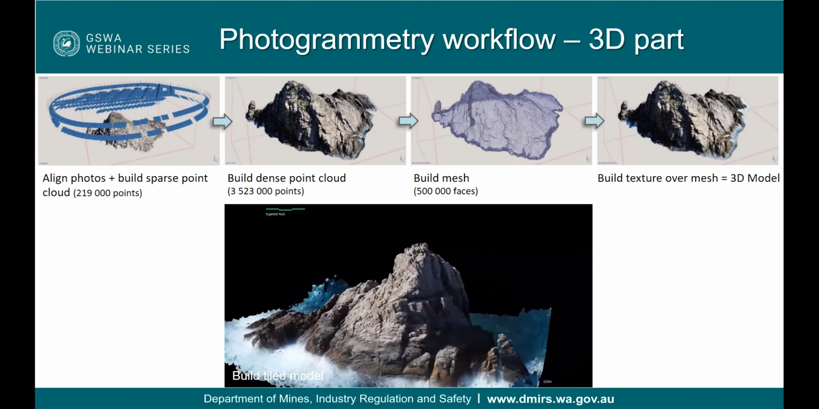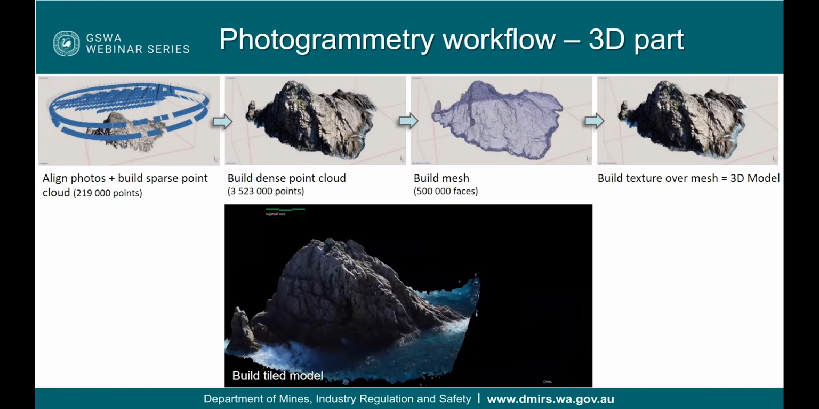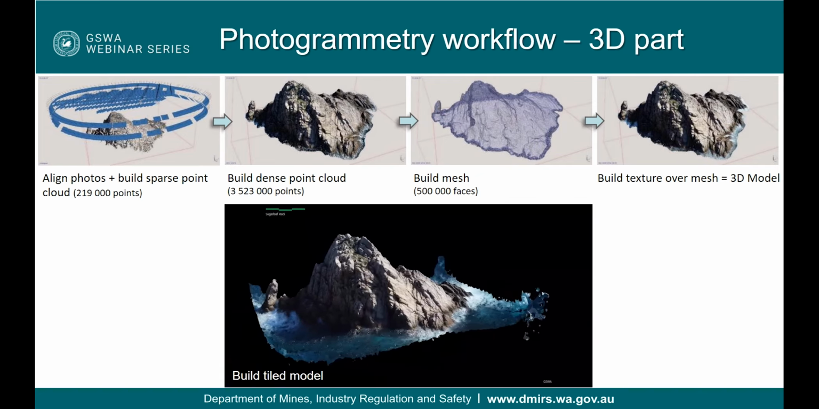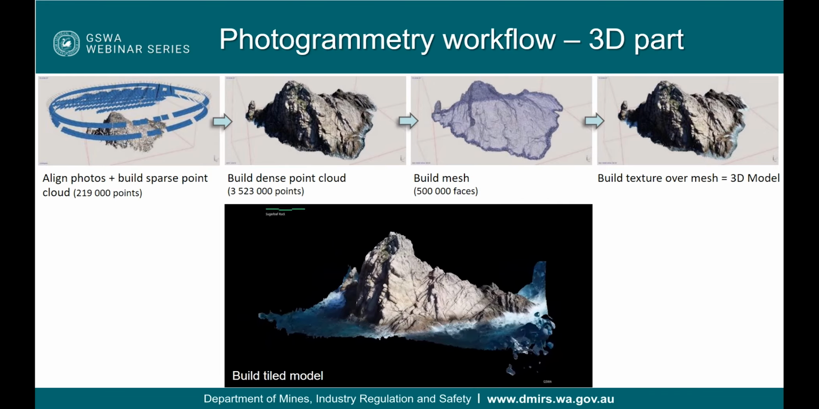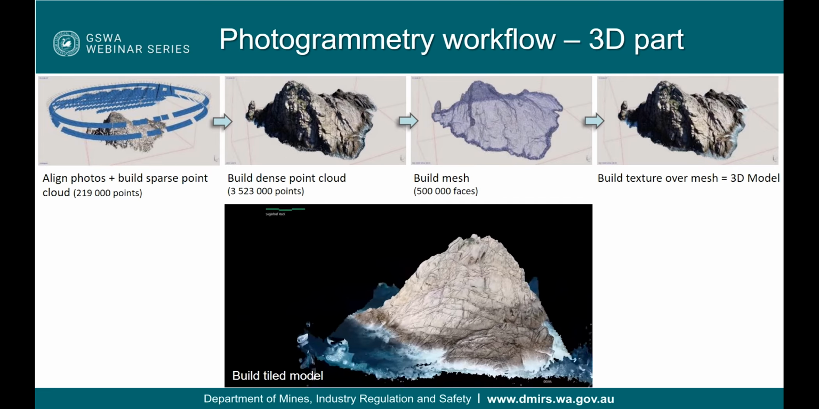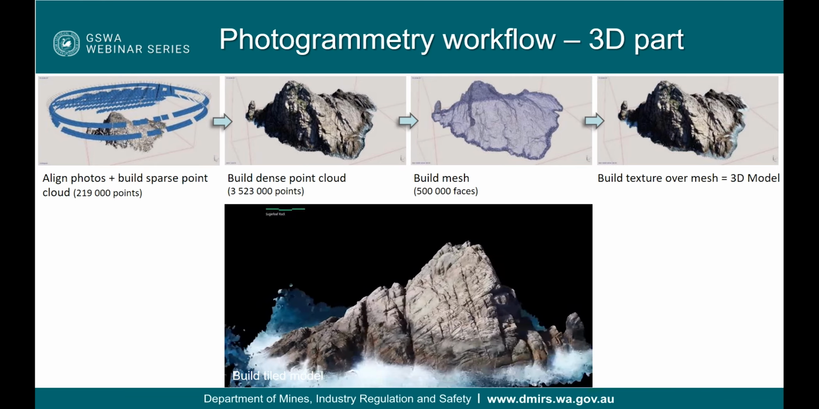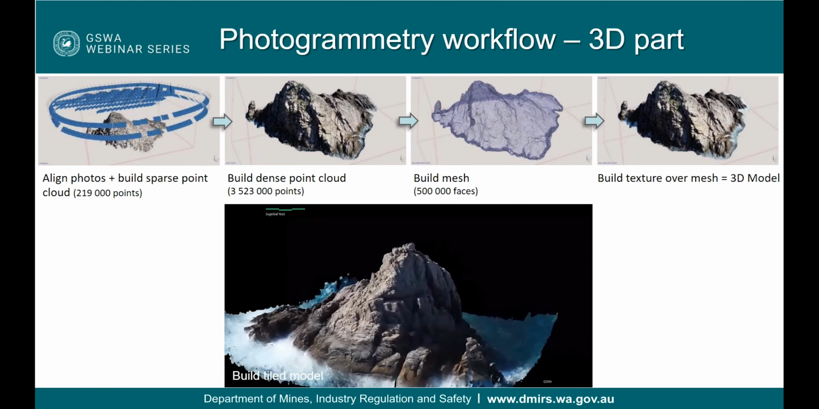Then the next step is to build a dense point cloud. In this example, we go from 200,000 points for the sparse point cloud to over 3 million points for the dense point cloud, which is actually not that many. We commonly create dense point clouds with hundreds of millions of points.